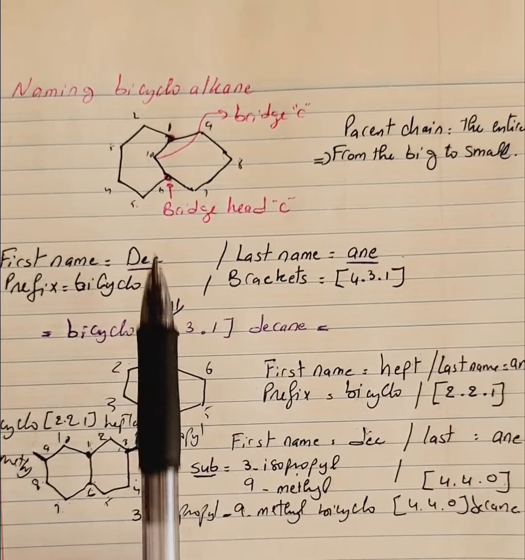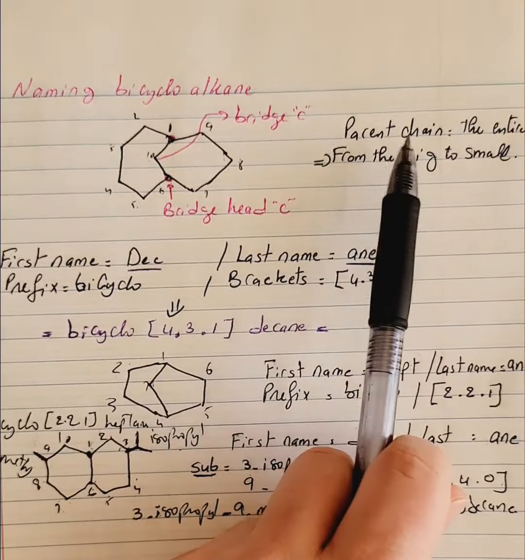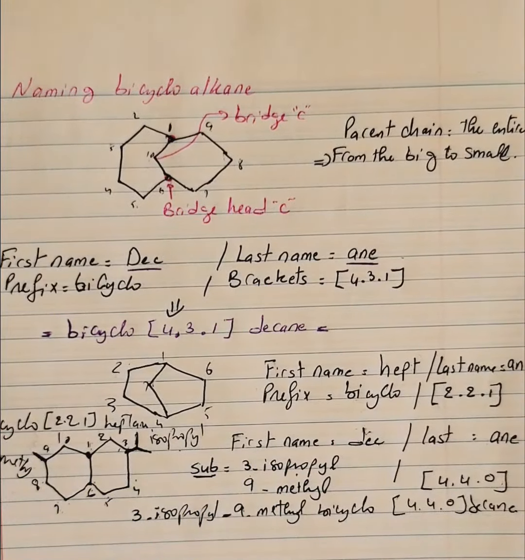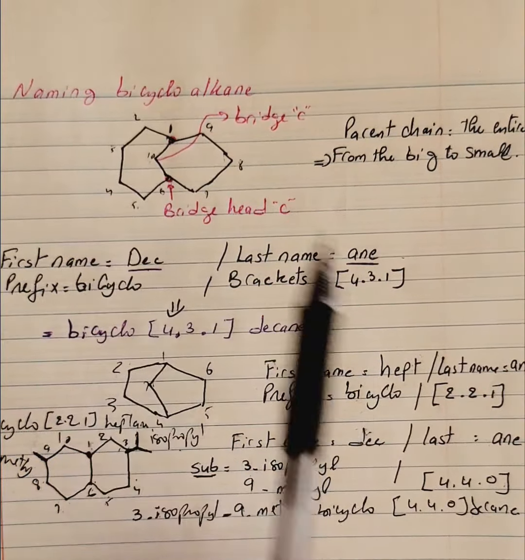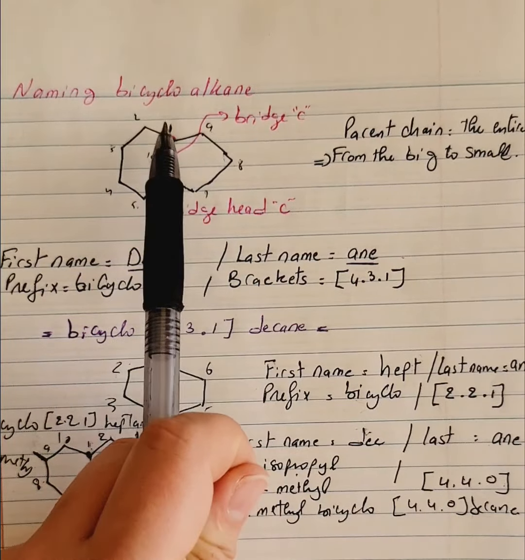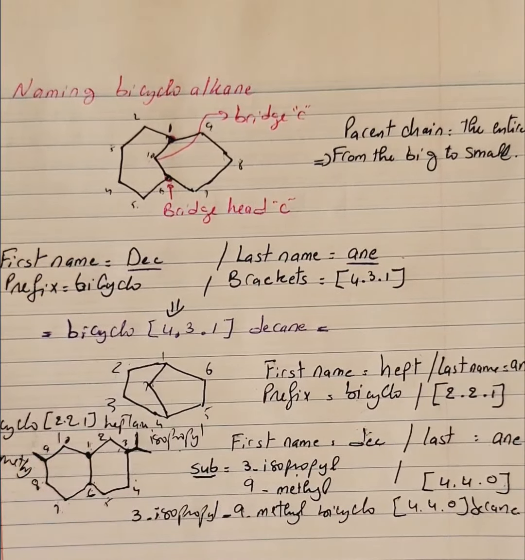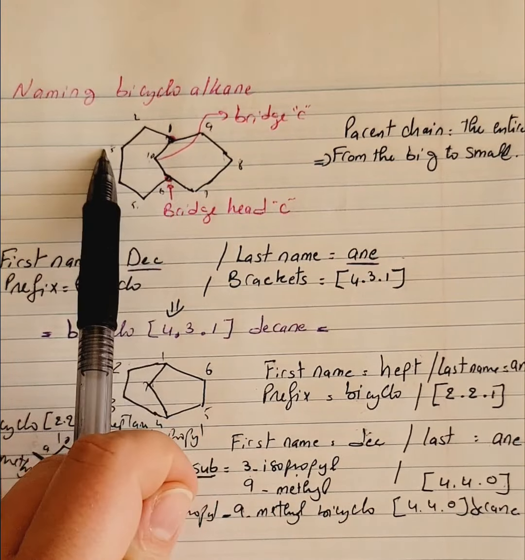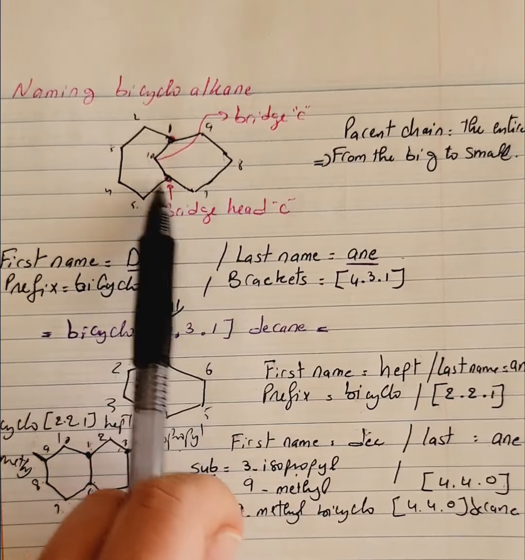So for this molecule, in order to name it, we have to identify the parent chain, which is actually the entire chain. But in order to do so, we have to start counting from the biggest ring to the smallest one. So we have 1, 2, 3, 4, 5. 1, 2, 3, 4, 5, 6. We can tell that this is the biggest ring. So for this molecule here, we have 1, 2, 3, 4, 5, 6, 7, 8, 9, 10. Don't forget the one in the middle.